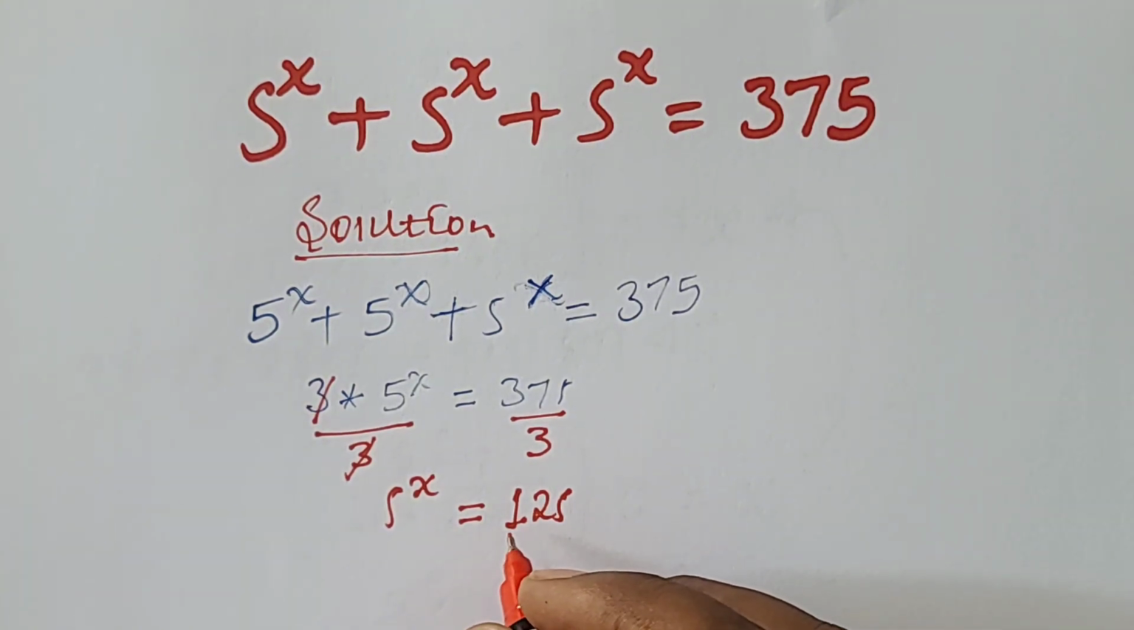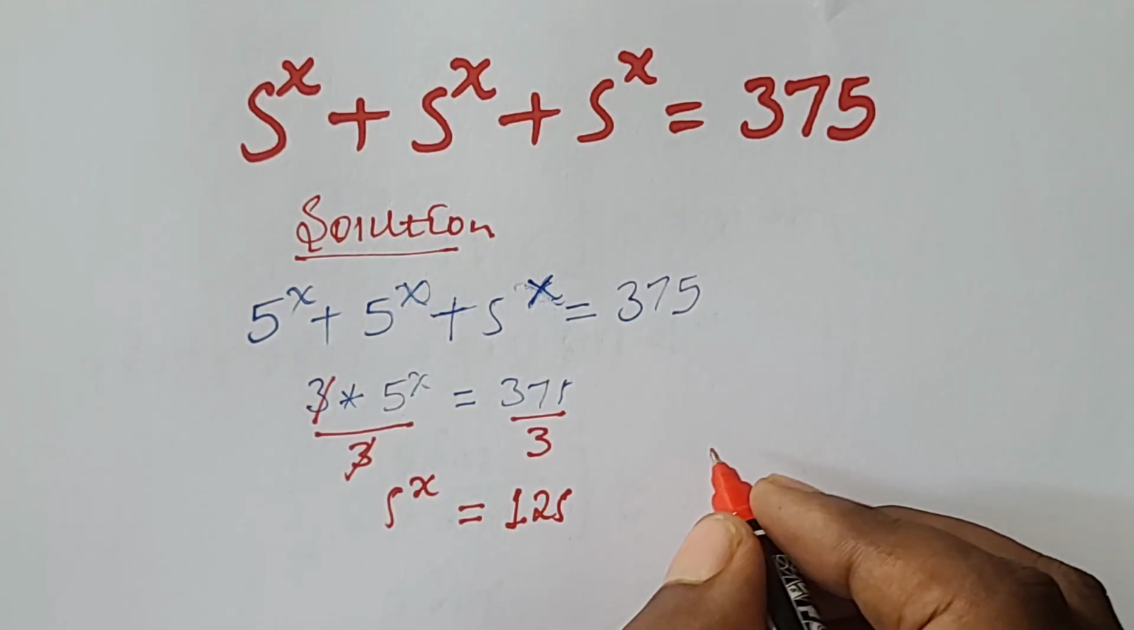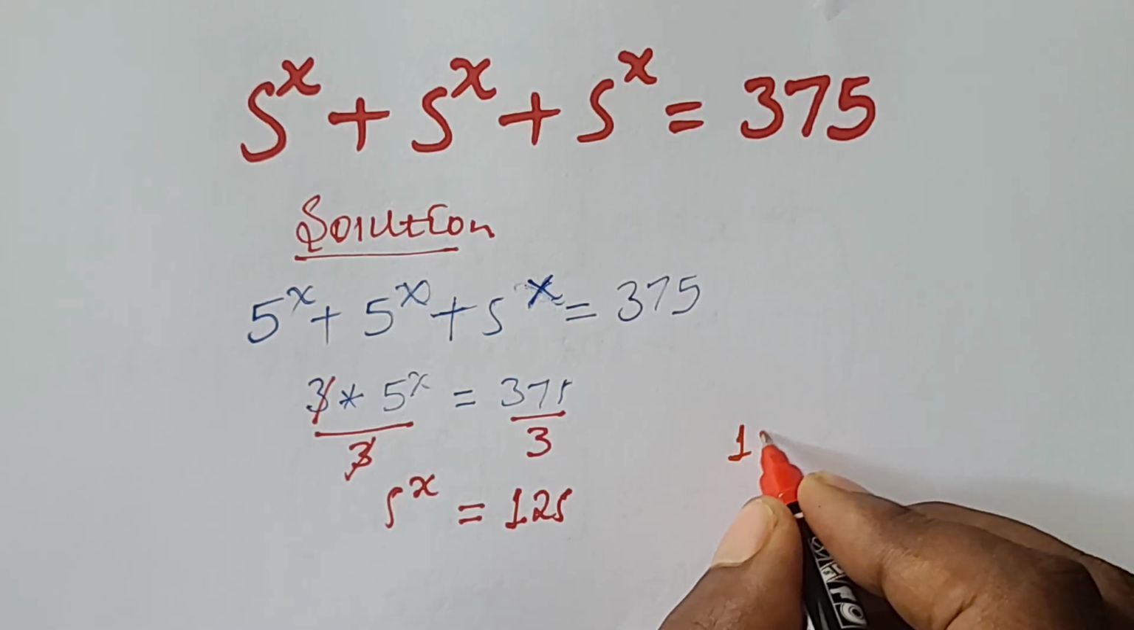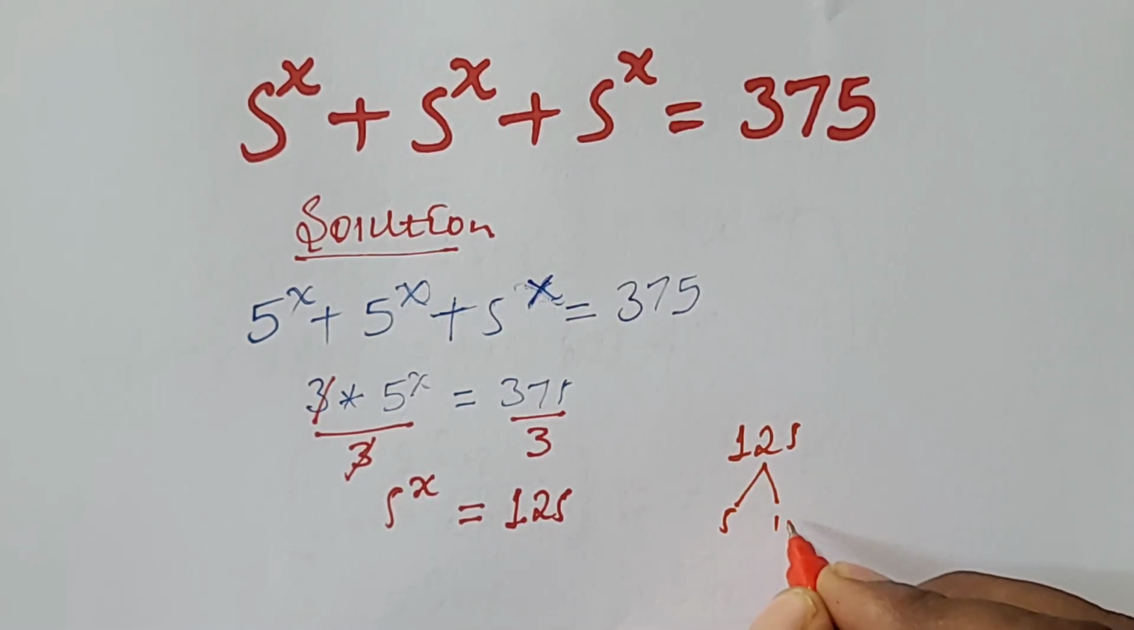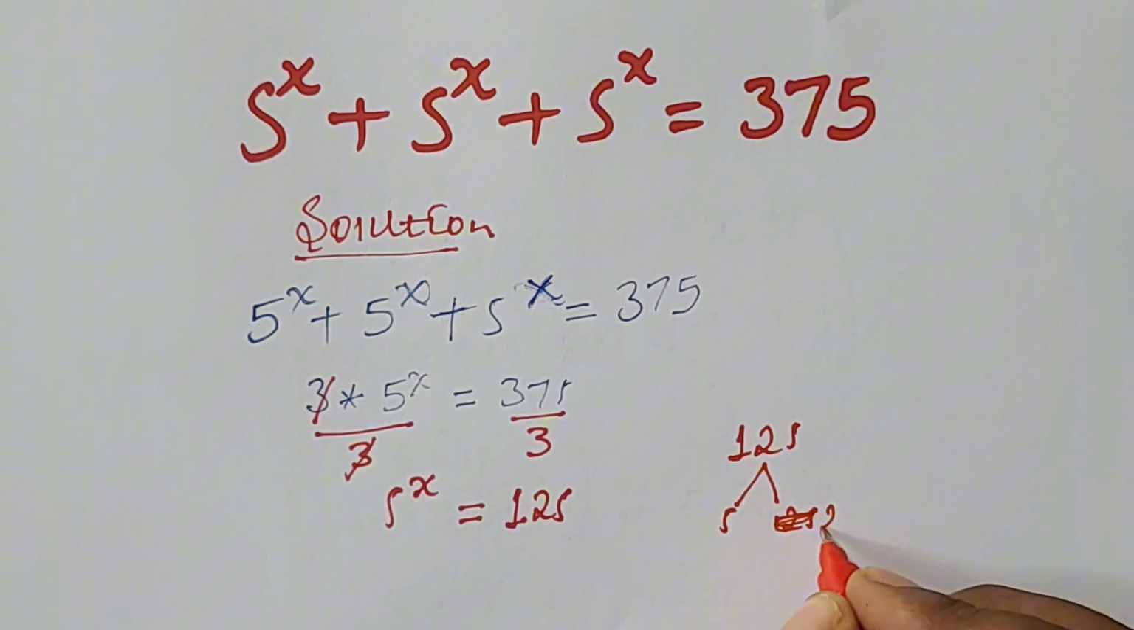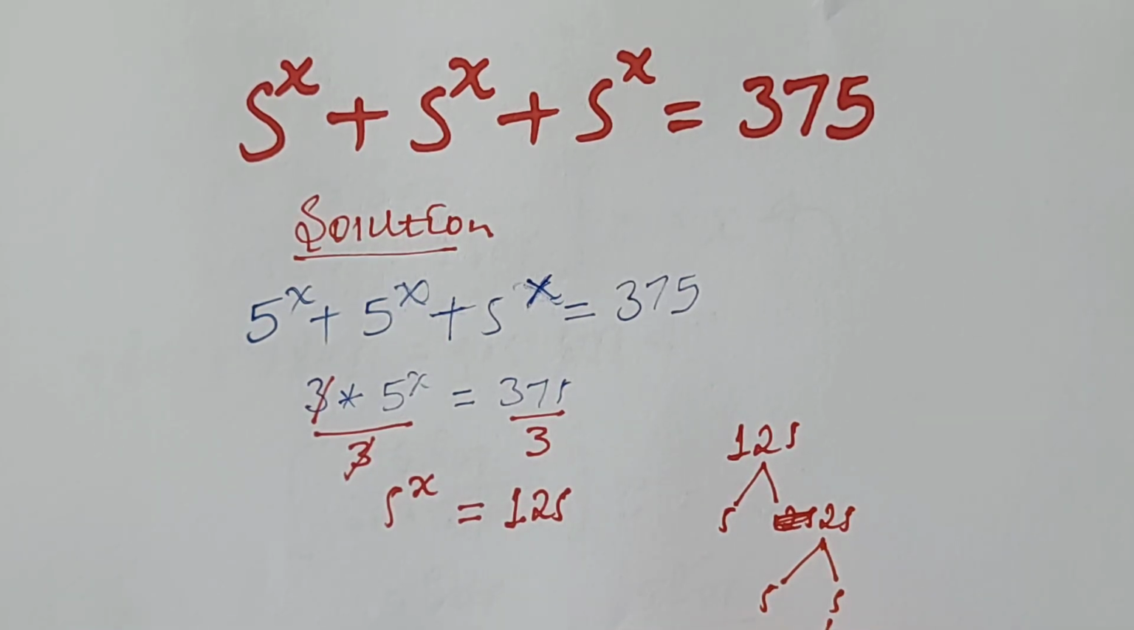As you see here, 125 is a multiple of 5. Let's factorize 125 by 5. It gives 25. 25 divided by 5 gives 5. Again, divided by 5 gives 1. Therefore, 125 means 5 to the power of 3, 5 cube.